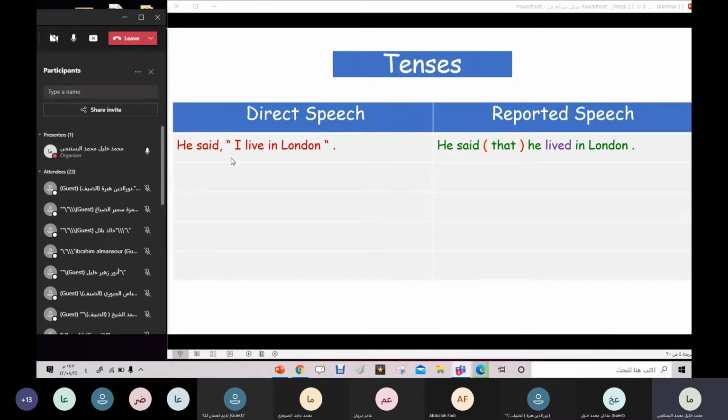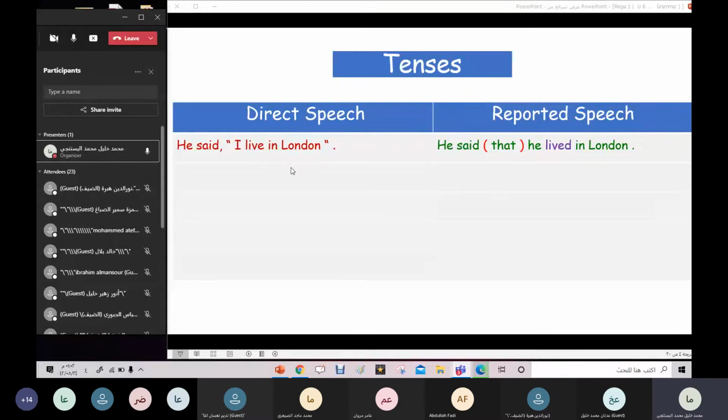He said, I live in London. You realize here we have quotations. It means that these are the speaker's words, not your words. Now, if you want to report, change the simple present into simple past.